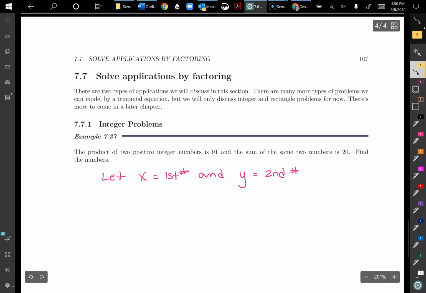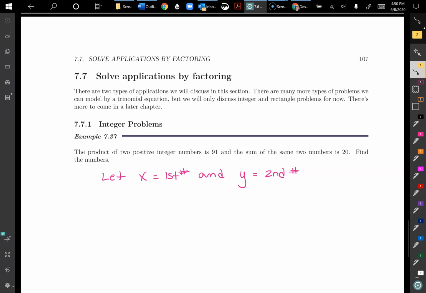So you've done some integer type problems before, but I think they mainly involved consecutive integers was the setup, but you maybe had some other relationships as well. But we really need to make sure we're reading this carefully. The product of two positive integer numbers is 91, and the sum of the same two numbers is 20. Find the numbers. So it doesn't tell us that they're consecutive. So just don't jump to, oh, let the first equal x and the second equal x plus 1. That's not going to work for this case.